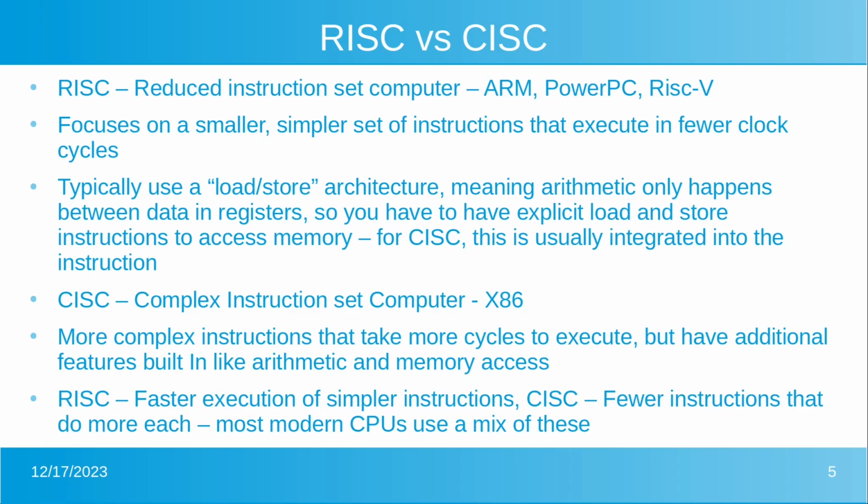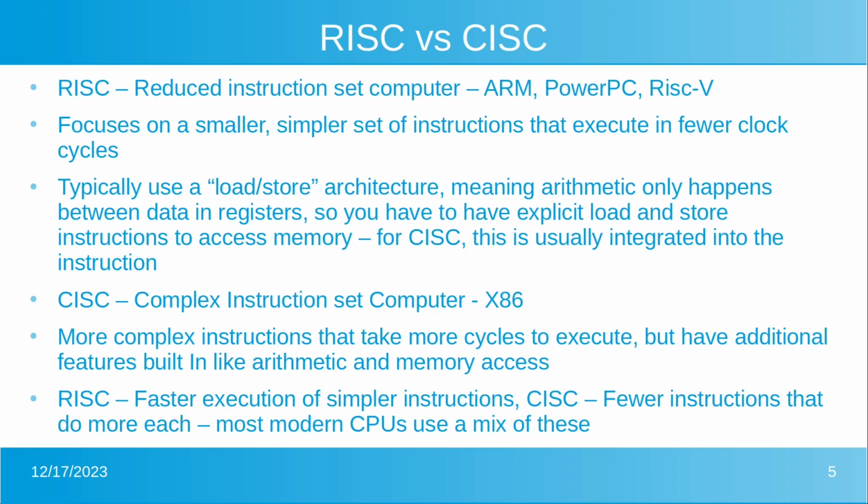CISC, on the other hand, stands for Complex Instruction Set Computer, and probably the most well-known example of this is x86. That's what's used in your desktop PC. It's used in a lot of server CPUs: Intel Xeon, AMD EPYC, Ryzen, Core i7, things like that. So that's the one that's been around for a very long time, and Intel and AMD have both worked on it.